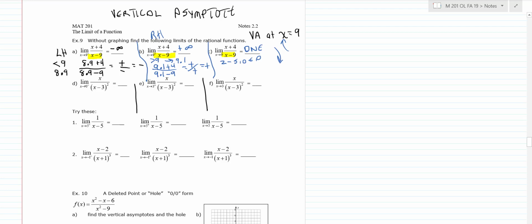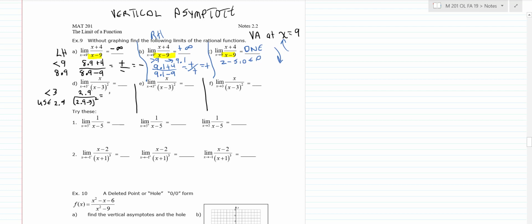So we want to use a number smaller than 3. So let's use like 2.9. You want to get close to it. You could use 2 and it'd probably be fine, but I'd recommend just use a decimal. So let's do 2.9 over 2.9 minus 3 to the second power.